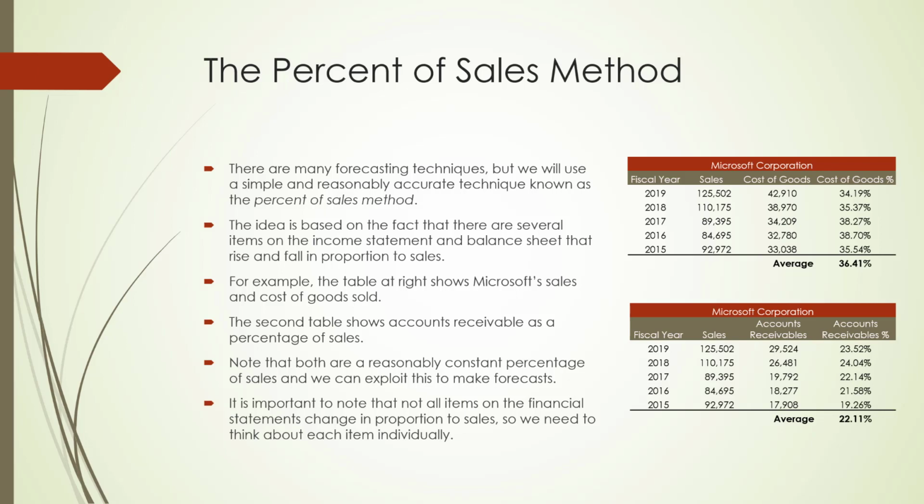So just as an example for Microsoft, here you see the accounts receivable and accounts receivable as a percentage of sales. And you notice that it's always around 20, 22, 24%, something in that range, and it averages a little over 22%. So if we wanted to forecast accounts receivable and we know a sales forecast, 22% of that would be a good guess at what accounts receivable is. So that's the basic idea behind the percent of sales method. There are some complications, as we'll see.